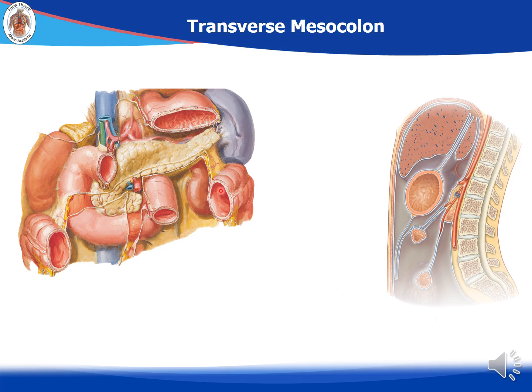Transverse colon, this is the transverse colon and has mesentery known as transverse mesocolon. You can see this is the transverse mesocolon. Here this is the transverse colon and this one is the transverse mesocolon, keeping the transverse colon attached to the posterior wall of the abdomen transversely. You can see this is attached to the duodenum, this is the pancreas, and going to the spleen. This is the hilum of the spleen.